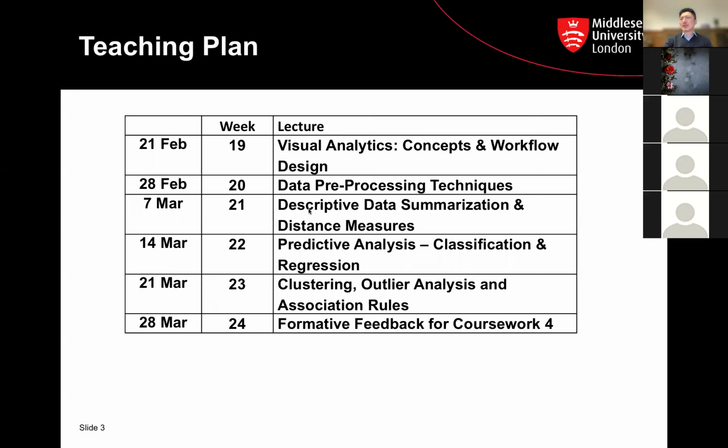And the week after, which is the third week, is about descriptive data summarization and distance measures. This is more about the different statistics about the data. So we start with the simple ones. For example, what are the mean, minimum, maximum? And we're going to talk about the quantiles. These are the simpler ones, and then we're going to talk about more complex ones later as well.